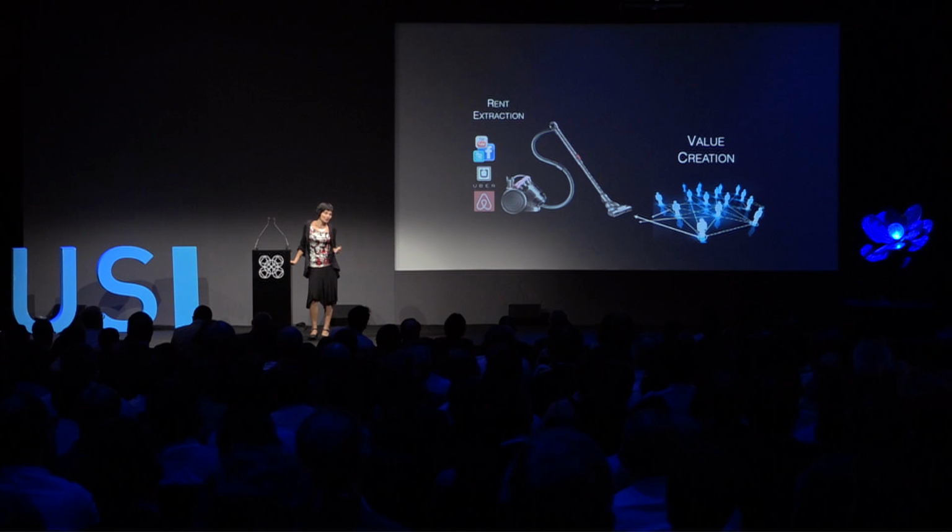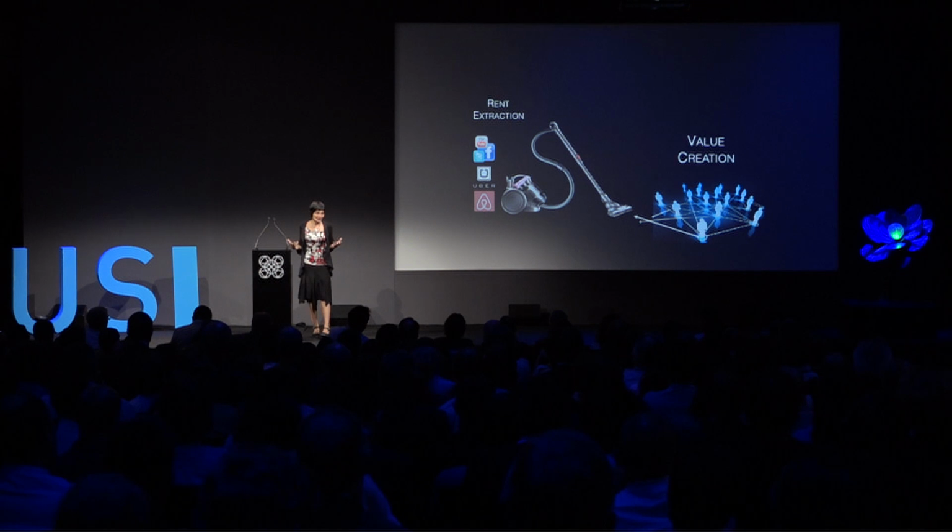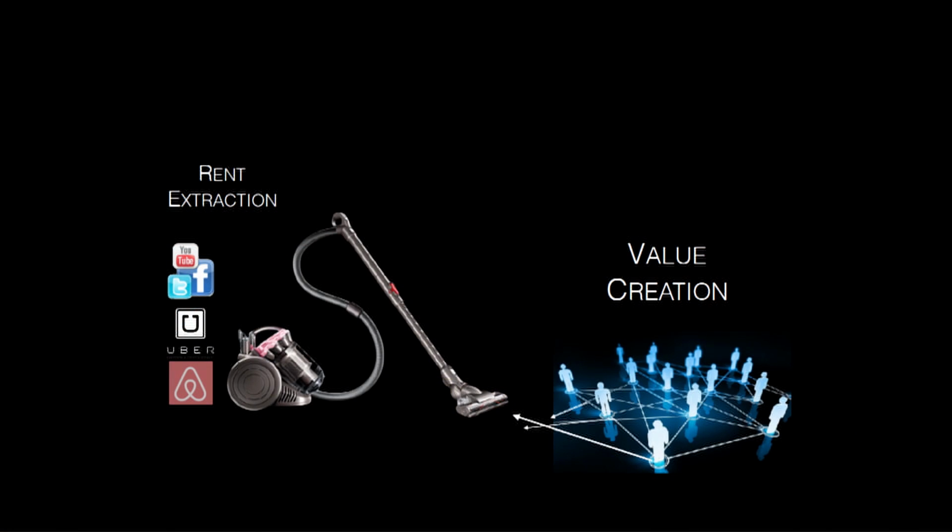Now, the problem with this model is that, in most cases, the value produced by the crowd is not equally redistributed between the platform operators and the contributors. And it is instead concentrated into the hands of those large centralized operators, which ultimately dictate the rules of the platform.